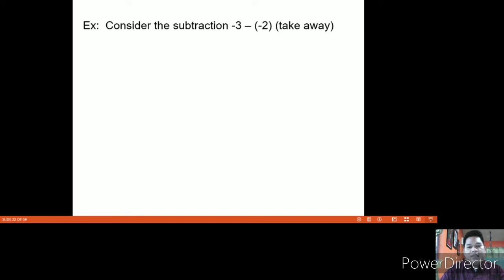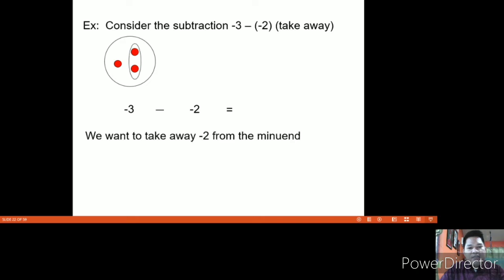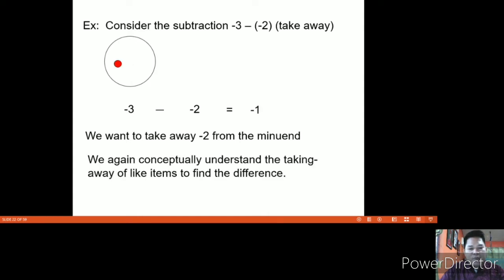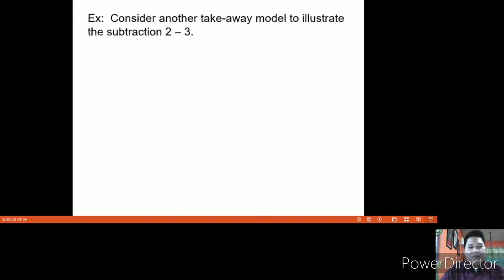Consider the subtraction negative 3 minus negative 2, in which negative 2 is taken away. So we have here negative is represented by solid dots. So we have negative 3 minus negative 2. So negative 2 is taken away. The answer is the remaining 1, which is the solid dot, negative 1. So we want to take away negative 2 from the minuend. We again conceptually understand the taking away of like items to find the difference.